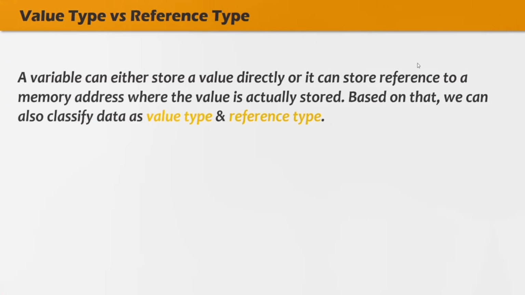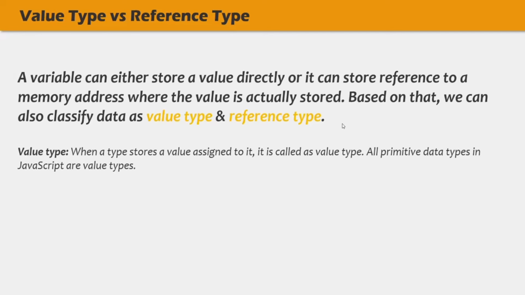So as we learned earlier, a variable can either store a value directly or it can store a reference to a memory address where the value is actually stored. And based on that, we can classify data as value type and reference type. In case of value type, the value is stored directly in the variable. But in case of a reference type, a variable does not store a value. It stores a reference, a memory address to the value where it is actually stored.